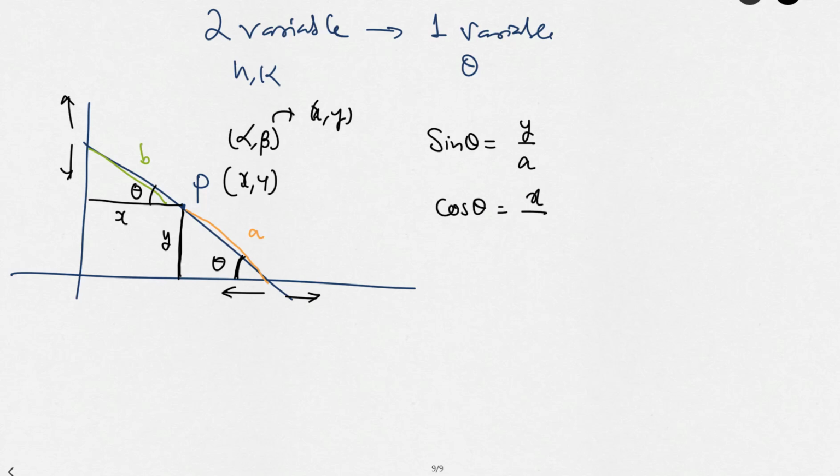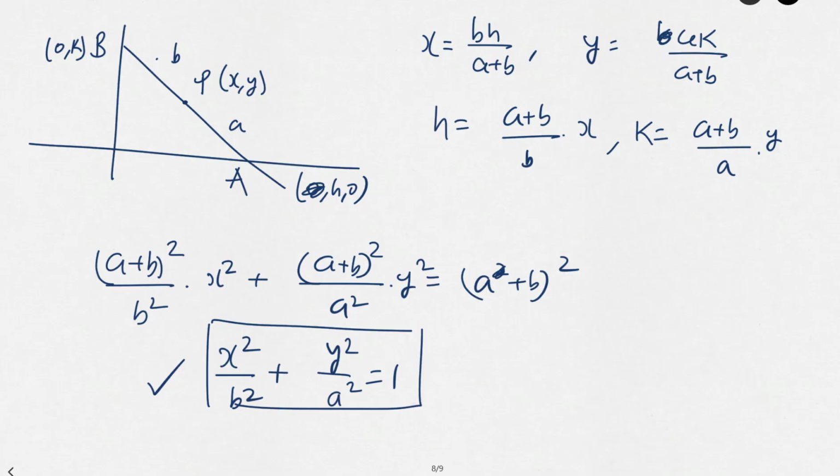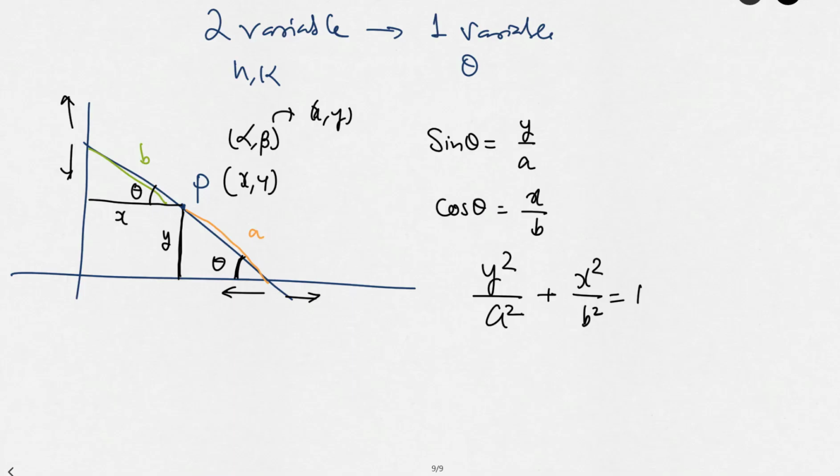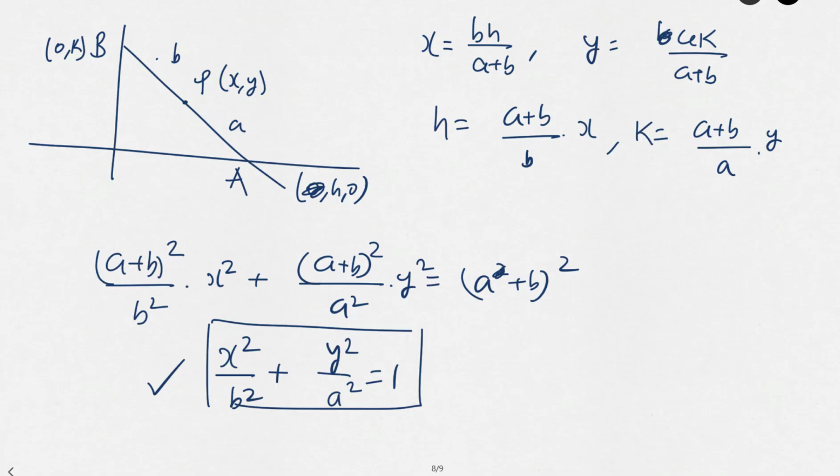Cos theta is x over b, and once this is known, you can simply say y square over a square plus x square over b square is what? 1, right? Because sine square theta plus cos square theta is 1. Is it matching? y square over a square plus x square over b square is 1. Alright, so this is a neat way to solve using just one variable. If you take two variables, the calculation is a little bit lengthy.